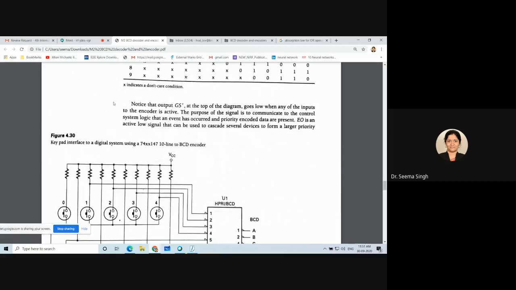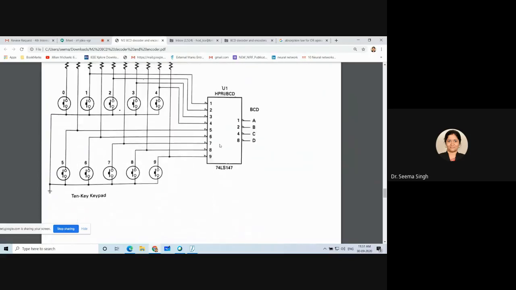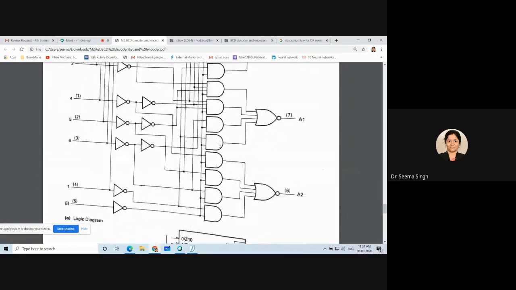See, here it is written in the book. I have anyway shared this with you. GS-bar goes low when any of the inputs of the encoder is active, and EO is an active low signal that can be used to cascade several devices to form a larger priority encoder system. Now I will show you one diagram.